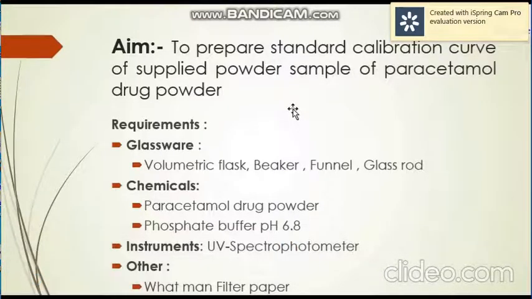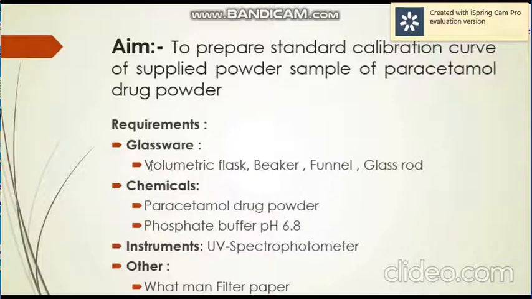First of all, looking at the glassware and apparatus, we need two volumetric flasks, two beakers, one funnel and one glass rod. Coming to the chemicals, we require paracetamol pure drug powder and phosphate buffer pH 6.8. A different medium can be used, but we are using pH 6.8 for this purpose as mentioned in the IP.